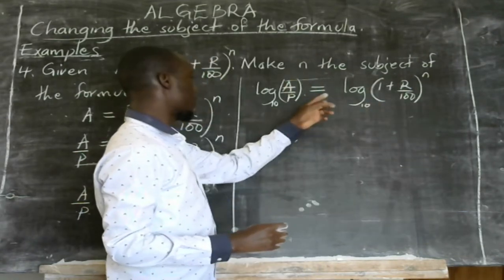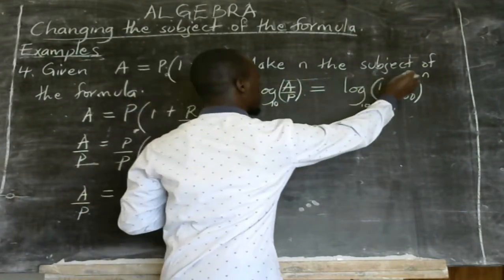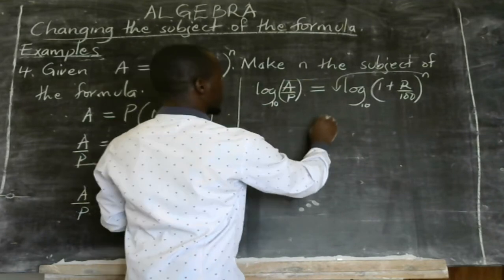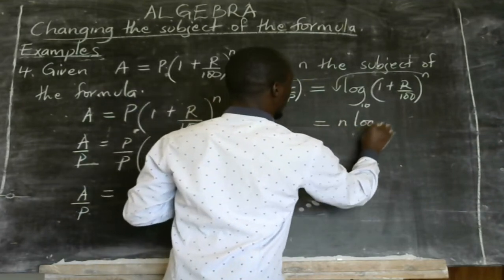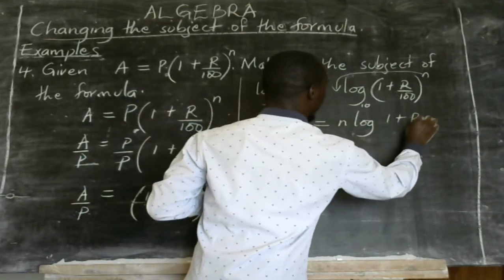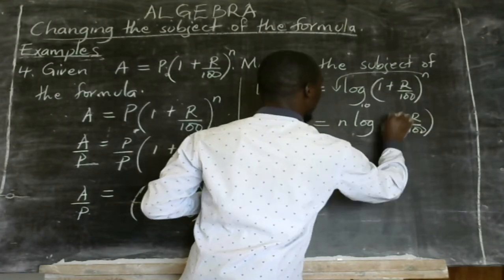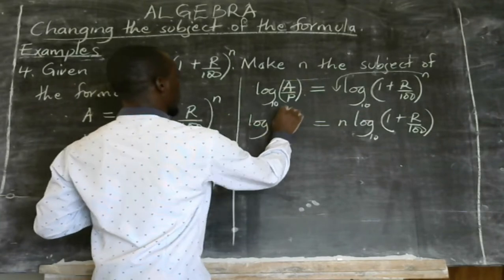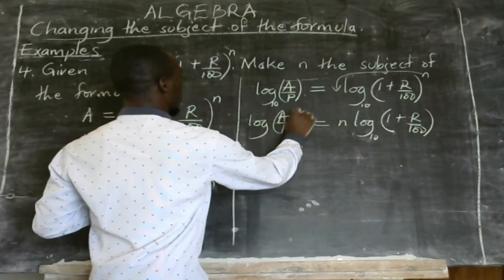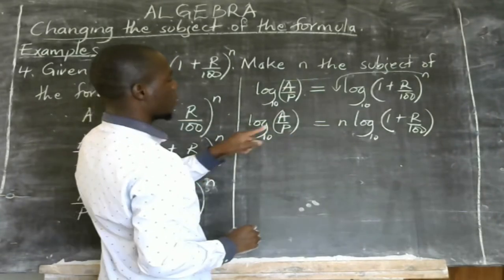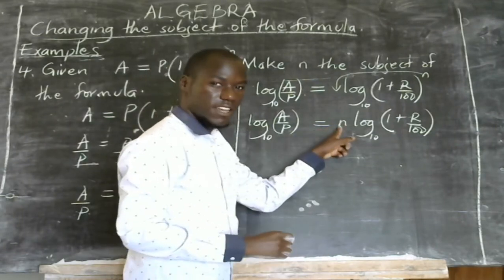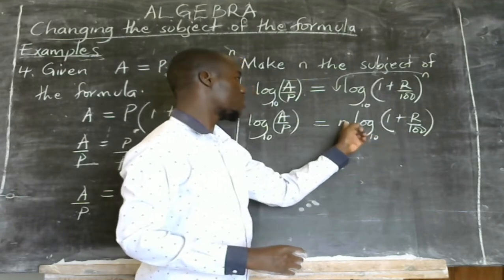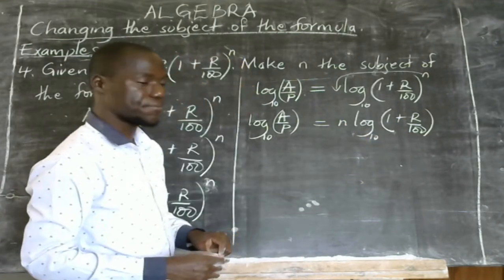After applying log base 10 to both sides, this n on the next step is going to somersault up to there. So this is going to be n times log of 1 plus r all over 100 base 10, then log of a all over p base 10. So now my n is in the numerator. Now I can divide both sides by the other part, which is multiplying by n.